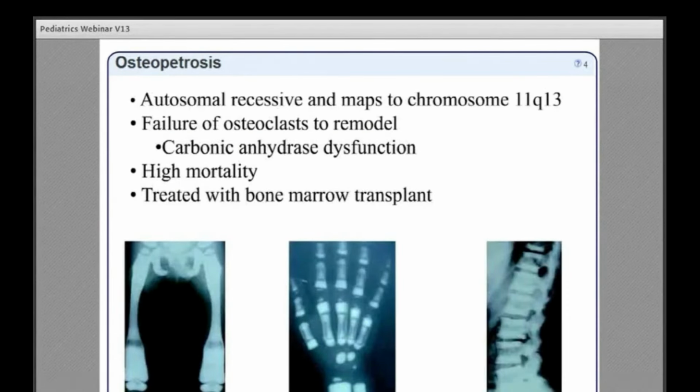Osteopetrosis is an autosomal recessive disorder that maps to chromosome 11. It's a failure of osteoclasts to remodel and is specifically due to a carbonic anhydrase dysfunction. There's a very high mortality rate, and the treatment is largely with bone marrow transplant. The x-rays you see below are typical, with lack of osteoclastic remodeling of the metaphyses, a rugger jersey spine as seen on the right.